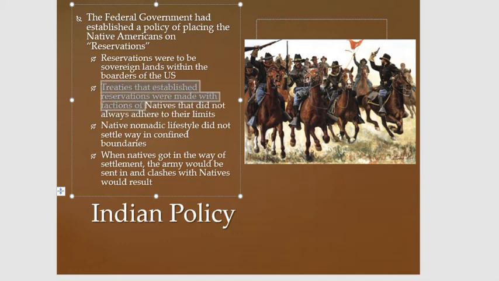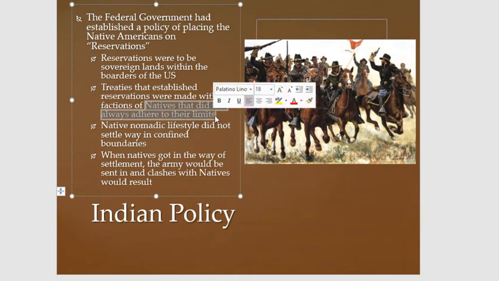These reservations are established by treaties that the federal government makes with the Native Americans. The federal government recognizes the rights of these Native American tribes as sovereign entities. And as long as they are on their reservations, Native Americans are able to do whatever they want. They can live their nomadic lifestyle, and basically they don't have to worry about that.